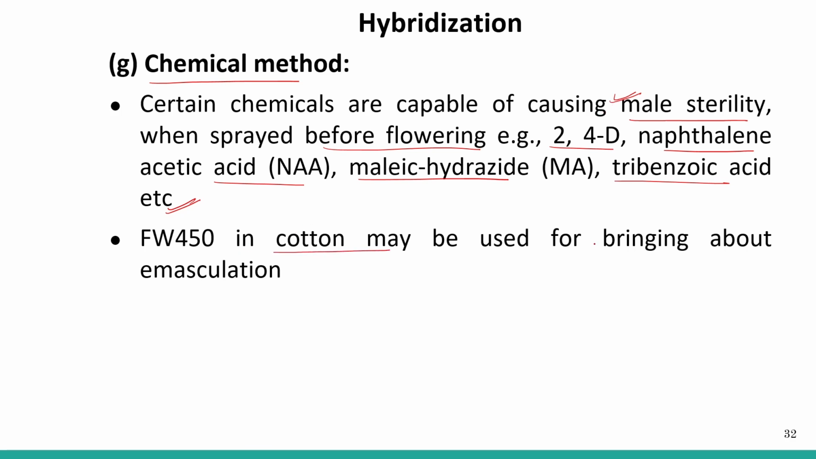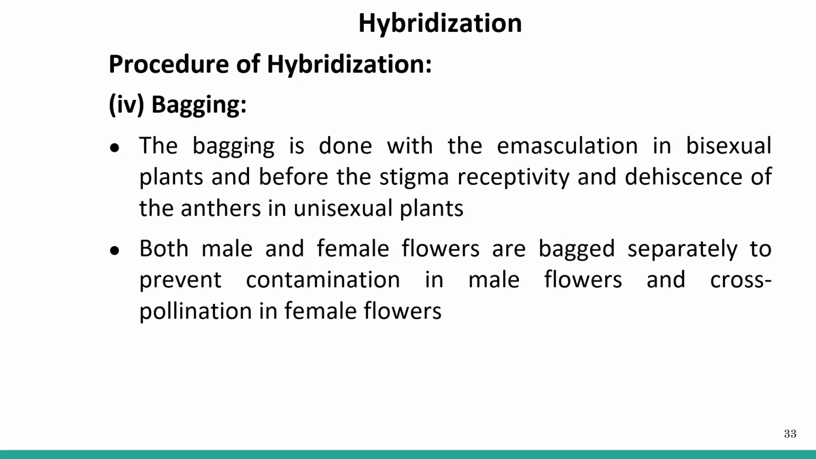Emasculation in cotton may be done chemically. So this is the chemical method. Now the next step is bagging. After emasculation, there is a process called bagging.